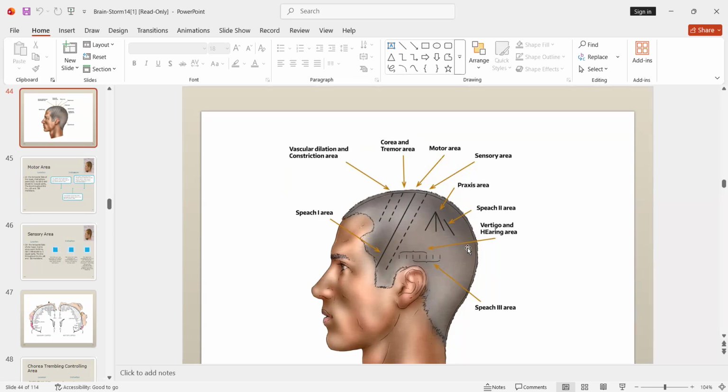First of all, we look for the center of the line between the glabella and the occipital protuberance. Then the motor area is 0.5 centimeters behind that line. That's the motor area. But according to the positioning of the central gyrus, that line is divided into 5 parts. The motor area is divided into 5 parts.